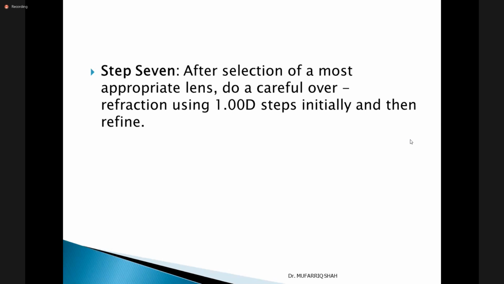Step 7. After selection of the most appropriate lens, do a careful over-refraction using plus minus 1 diopter steps initially, and then refine with plus minus 0.5 diopter sphere and plus minus 0.25 diopter sphere.